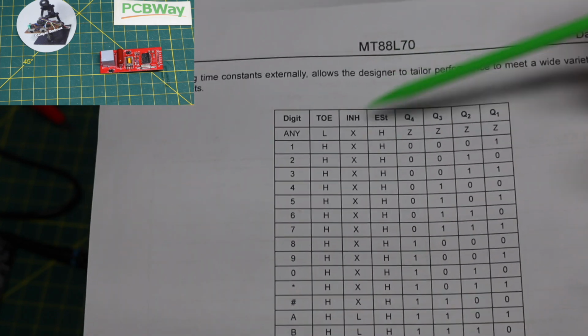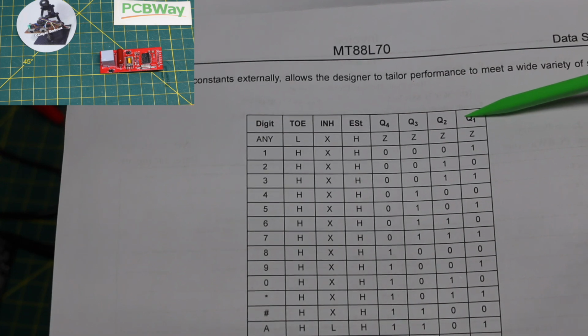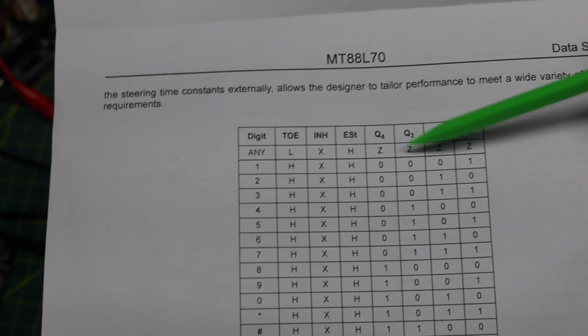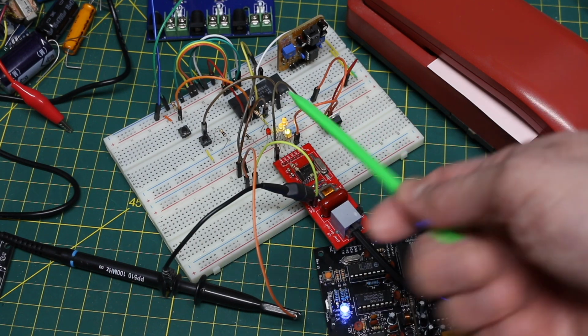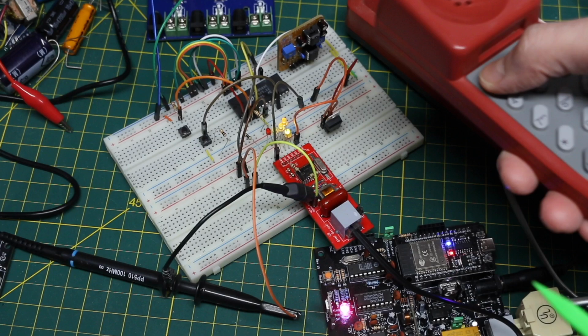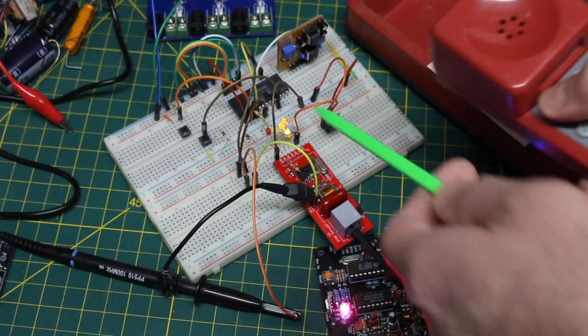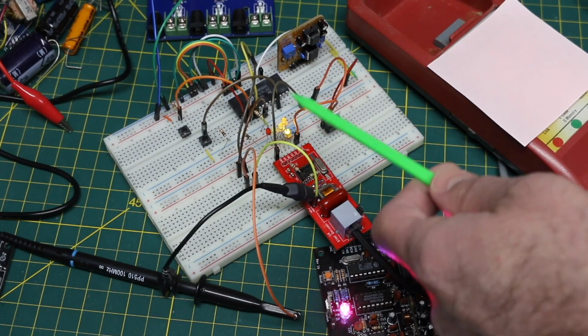And looking at the table here, if we press digit 1, Q4, 3, 2, and 1 outputs are going to be off, off, off, and on. And these LEDs are in that same order, so the one on the right is on if I press 1. While I'm holding it down, the red LED is on. And when I release, the data is latched.